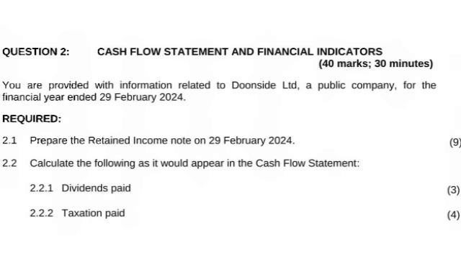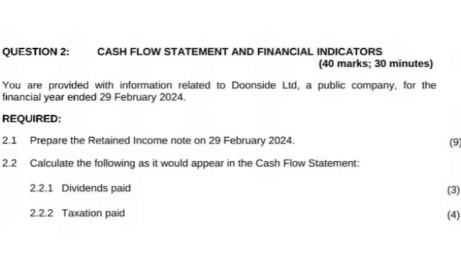It says you are provided with the information related to Doonside Ltd, a public company, for the financial year ended 29 February 2024. Again, it says in 2.1, prepare the retained income note on 29 February 2024. Like we said, this is a very relevant note to cash flow statement, even though it belongs to the statement of financial position. So it's really not surprising that you will find it here.